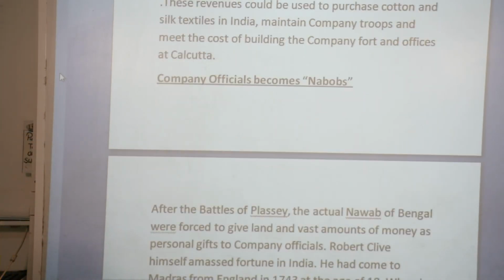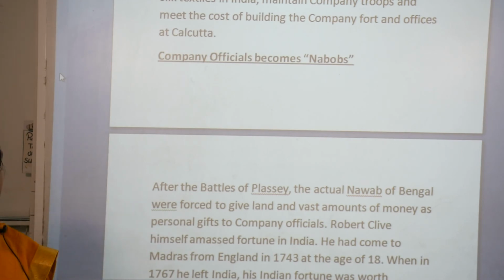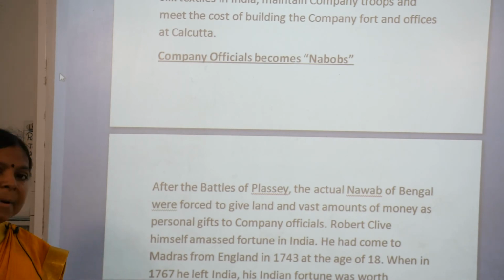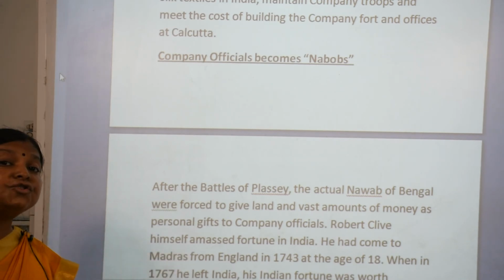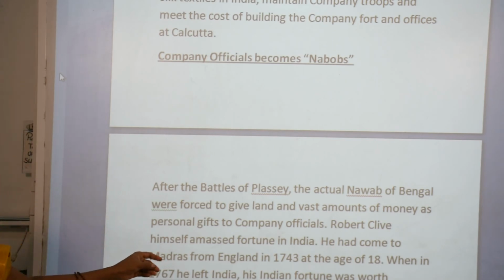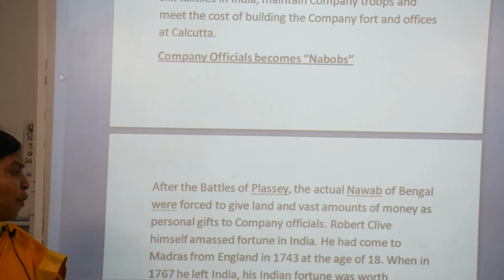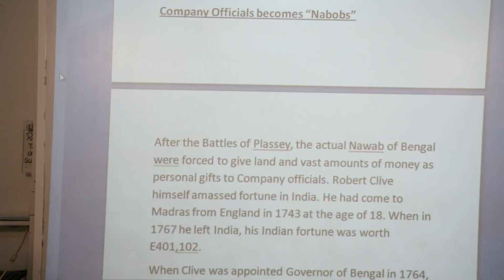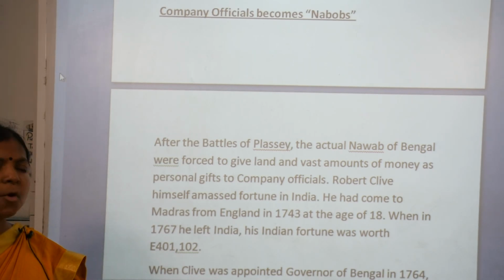See the reason here. After the Battle of Plassey, the actual Nawabs of Bengal were forced to give up their lands and vast amounts of money as personal gifts to company officials. So Robert Clive himself amassed a fortune in India. He had come to Madras from England in 1743, when he was only 18. When he left India in 1767, his Indian fortune was worth a large amount of money.